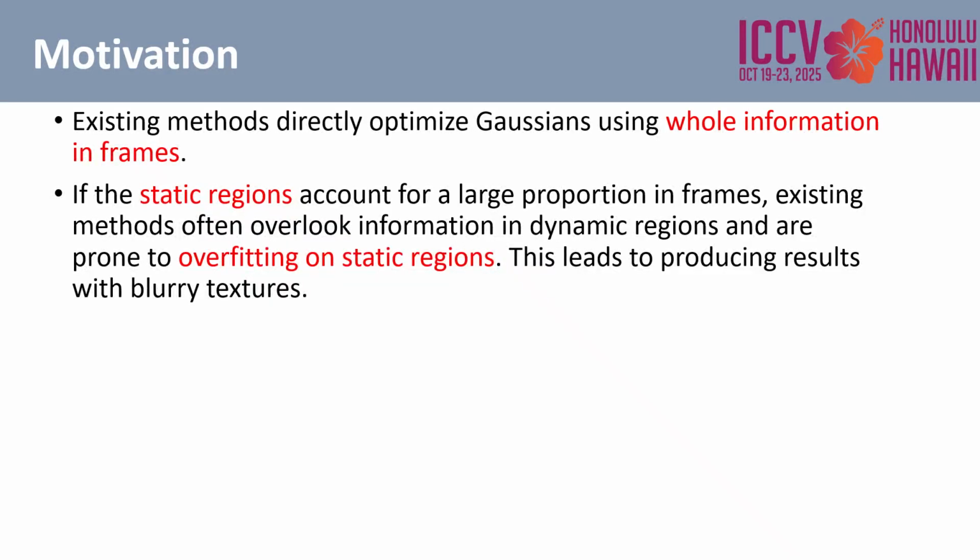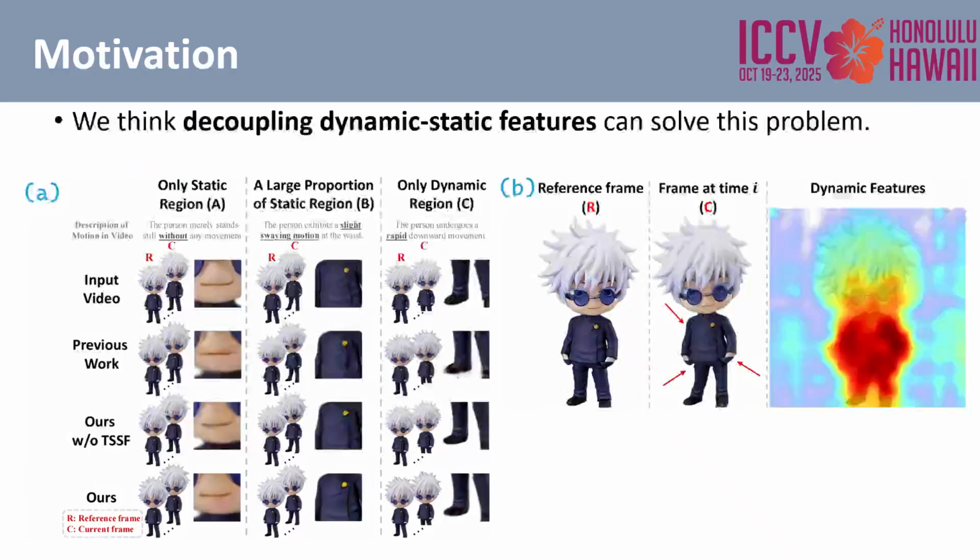Existing methods directly optimize Gaussians using whole information in frames, but fail to explicitly differentiate between the dynamic and static regions within a frame. If static regions account for a significant portion, previous methods overlook dynamic information. Thus they tend to overfit static regions, resulting in a diminished capacity to perceive texture variations in dynamic regions.